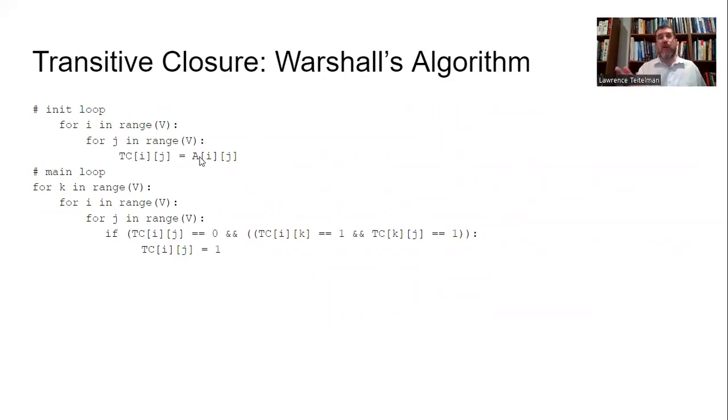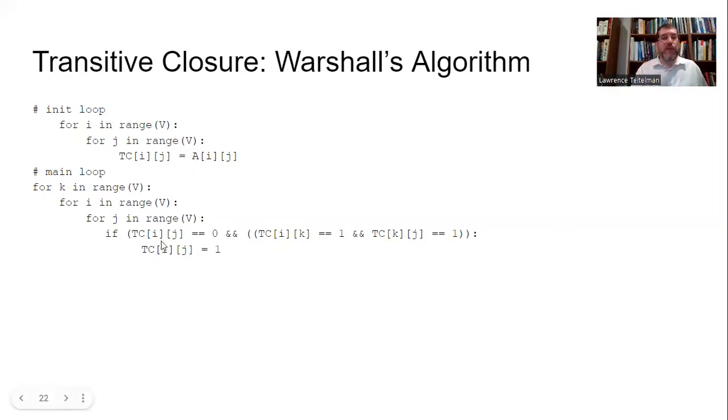So if there's an edge, they are also connected. But it does more than that, right? In the main code, in the main loop, which is really 3 nested loops, it says if I don't have a path yet, but I can go from I to K and I can go from K to J, then I do have a path from I to J.